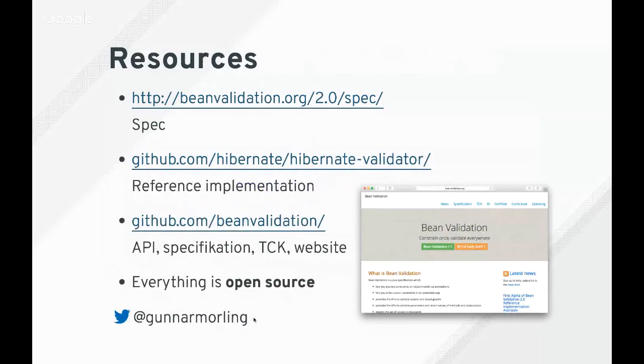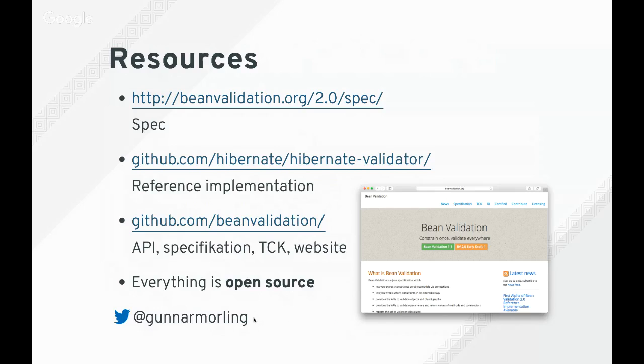Finally, some resources. Beanvalidation.org is the hub with everything around Bean Validation. You will find the spec there. All the code is on the github.com Bean Validation repo. There's the API, there's the specification, which is written in AsciiDoc, by the way, so it's quite easily editable and readable also in the source. There's the TCK, the test kit, and even the website, beanvalidation.org. So everything is on GitHub.